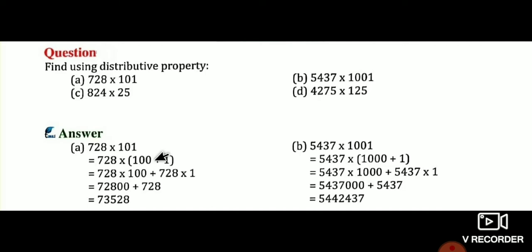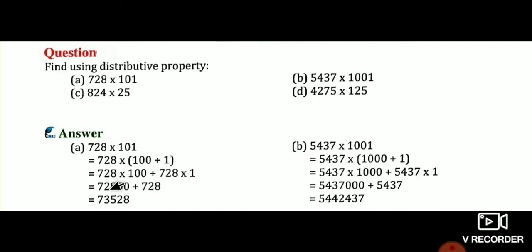So here, in the distributive property, the general rule is a into (b plus c) is equal to a into b plus a into c. So you have to write it in the form of ab plus ac. So 728 into 101, where 101 can be written as 100 plus 1.